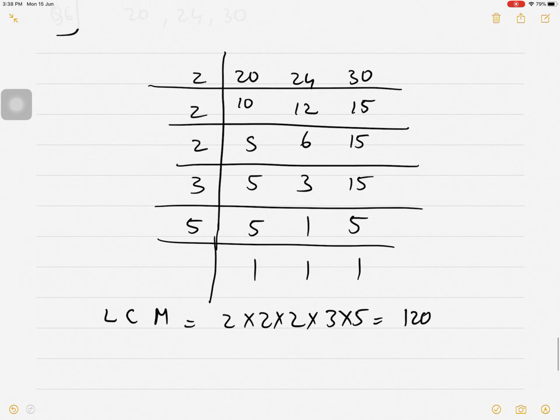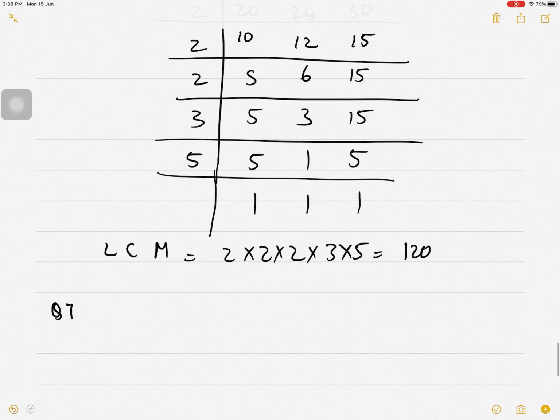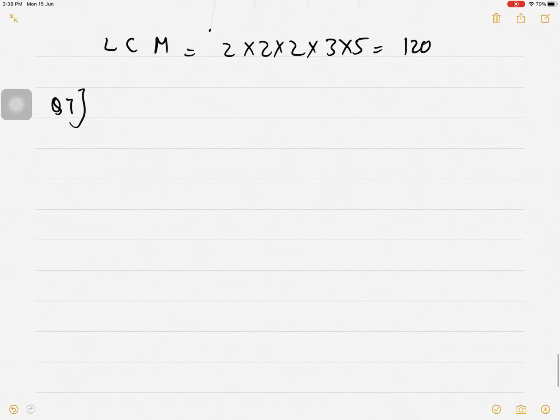Okay. Let's calculate the next question. I want you all to do it by yourself using the division method. Find the LCM of 16, 24 and 36. Please do calculate it yourself.